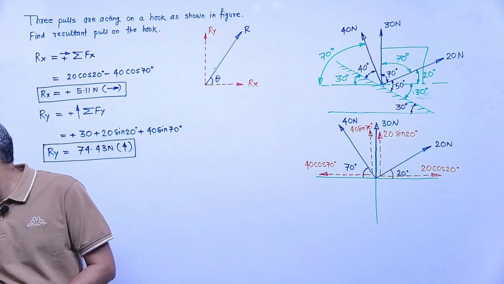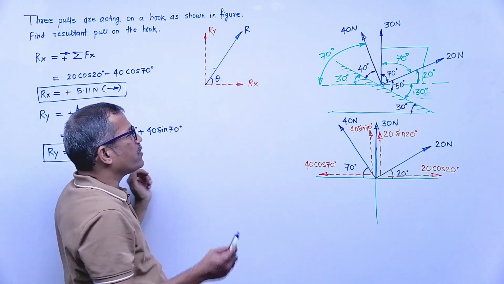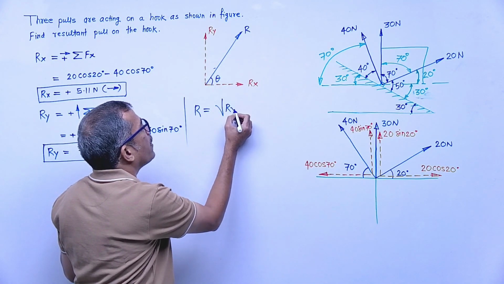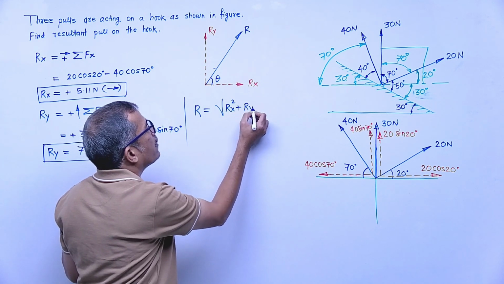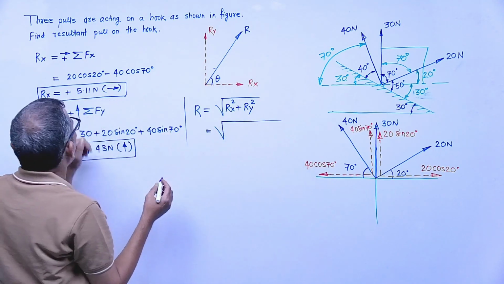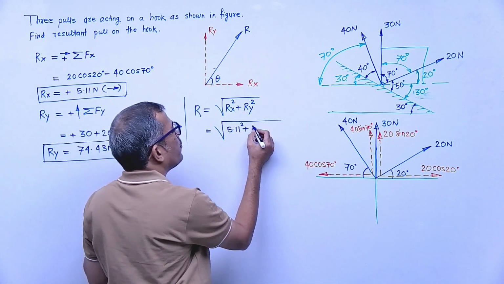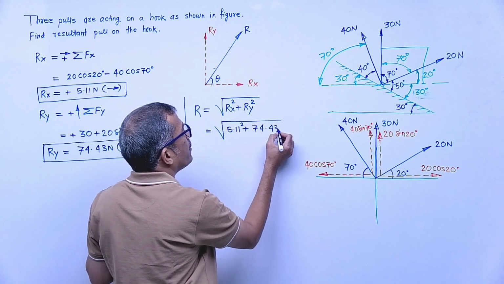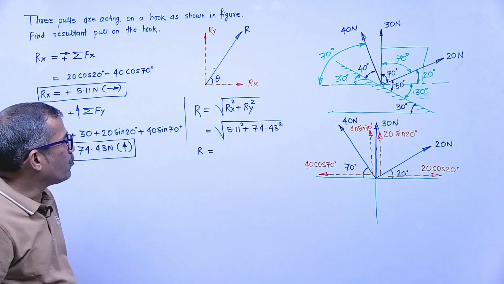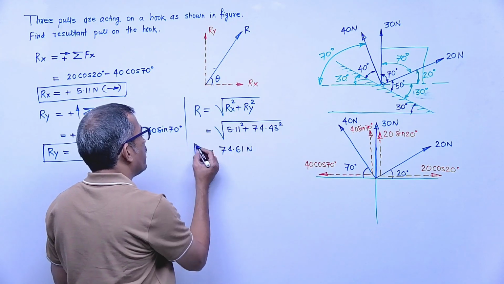How will we find the magnitude of the resultant? You know this side, and vertical means this side. Pythagoras theorem, right? R is root of Rx squared plus Ry squared. Rx how much? Substitute. Already you calculated, right? Rx is 5.11. Substitute here 5.11 squared plus 74.43 squared. So how much will we get R? Calculate. 74.61. 74.61 Newton. This is the magnitude of R.